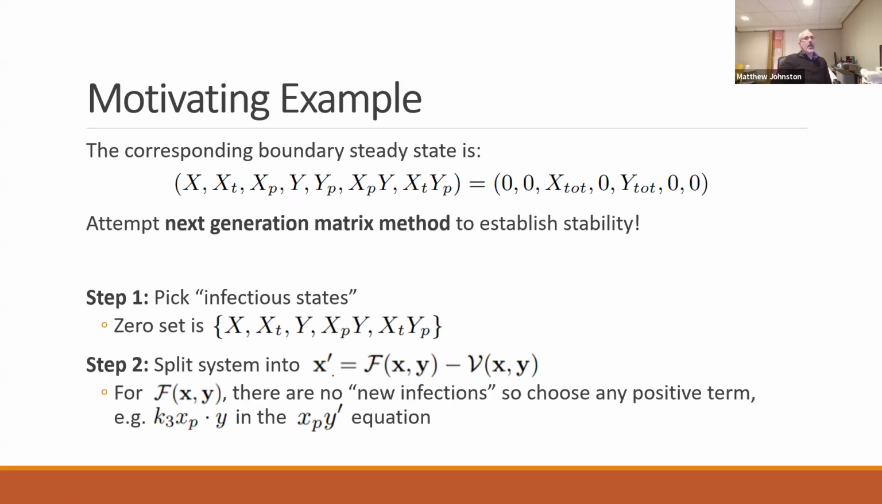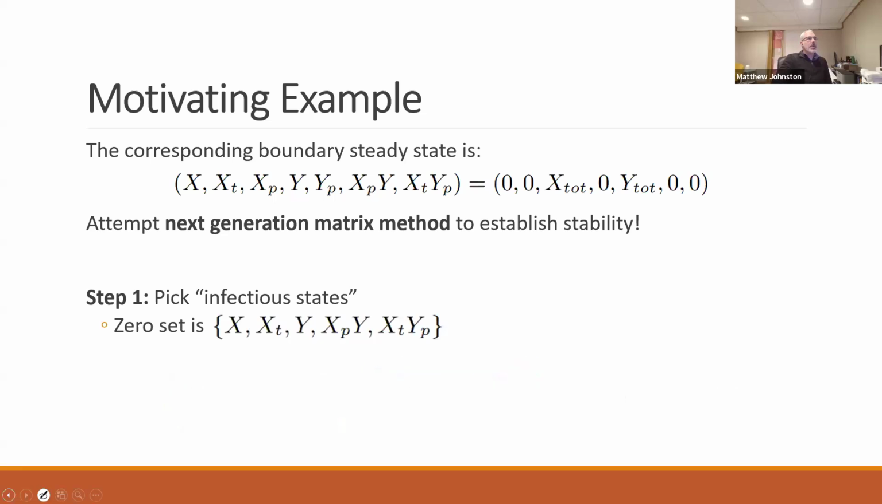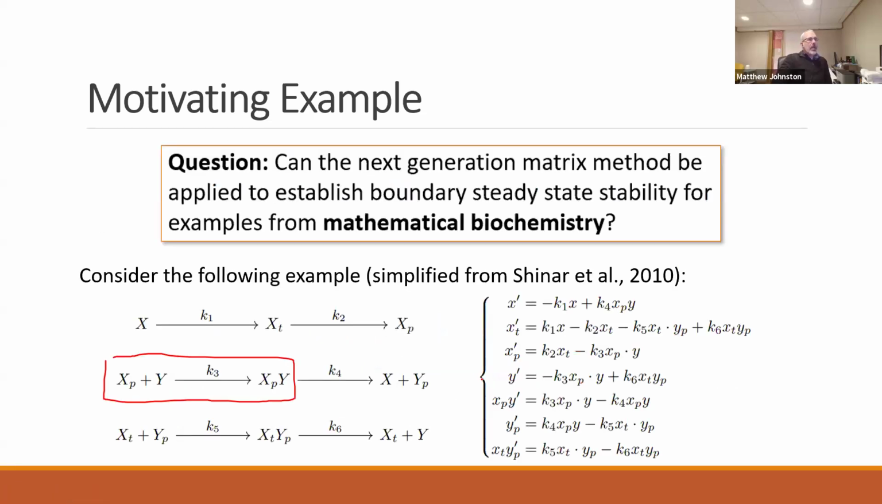I'm going to split the system. Now here, again, we don't have any epidemiological interpretation of this thing, so I don't have new infections. No infections doesn't mean anything in the biochem setting. You can try to wriggle around there and say this is what a new infection is. I'll explain why in a little bit. But that isn't that helpful. Anyway, I'm going to do away with this new infection thing and just pick a term on the right-hand side of the differential equation.